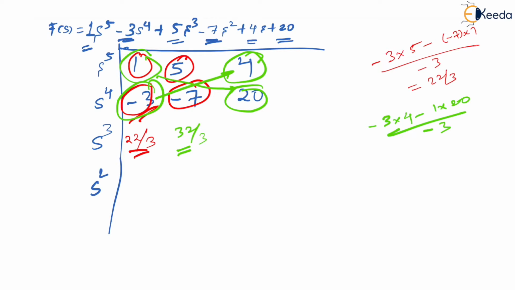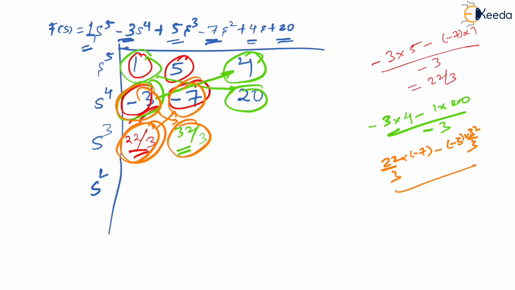Now let us find what is s squared row. For s squared row again, we will do what? Yes, this into this minus this into this upon this encircled element again, which means what is that calculation? That is nothing but 22 by 3 into minus 7 minus minus 3 into 32 by 3 divided by 22 by 3. After solving this, you will get the answer to be equal to minus 2.636. Is that correct? Yes. Now what is s power 1 here?